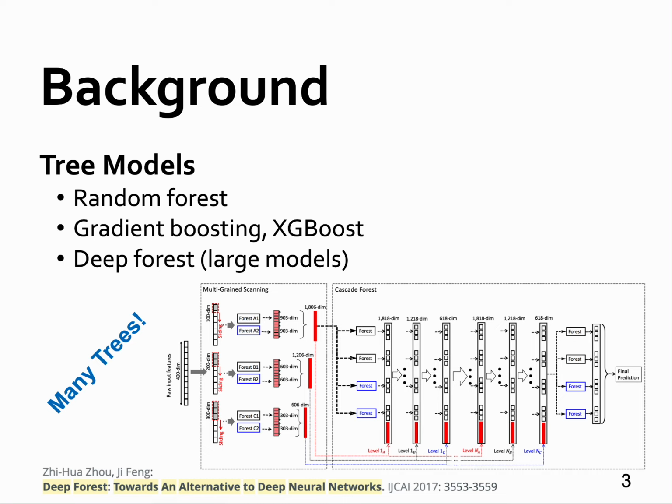Decision trees can be used with the idea of bagging and boosting to create large ensemble models that are more accurate. For example, the recently proposed deep forest model can contain many trees, making it important to have an efficient parallel tree construction system.